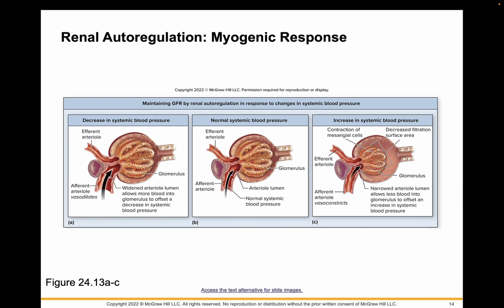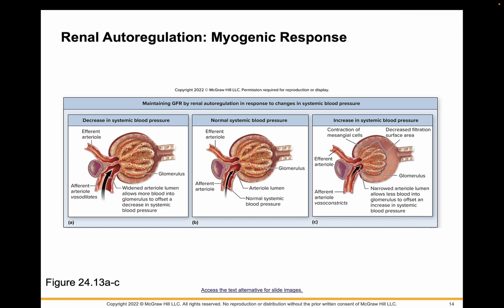So let's take a look at this particular diagram here. This is focusing on the myogenic response, and I want to start off with the middle panel. This is what's happening under normal systemic blood pressure. Keep in mind we have normal systemic blood pressure, no real response or change in the diameter of the afferent or efferent arteriole, and we're going to have a normal glomerular filtration rate. The next thing we're going to look at is what happens when there is a decrease in systemic blood pressure, and that is addressed in the first panel.